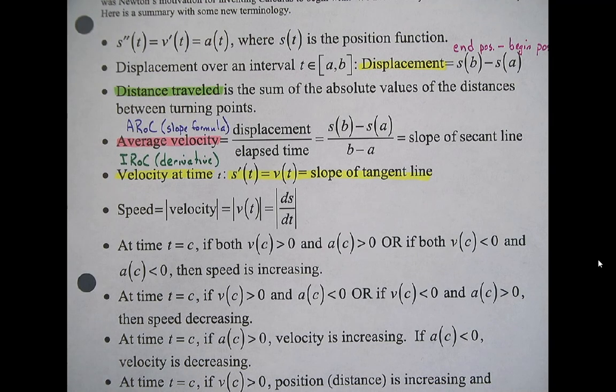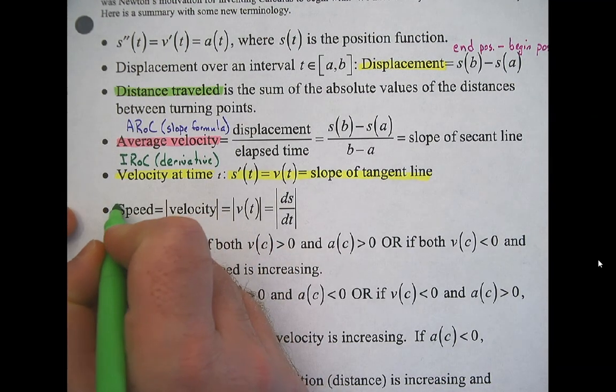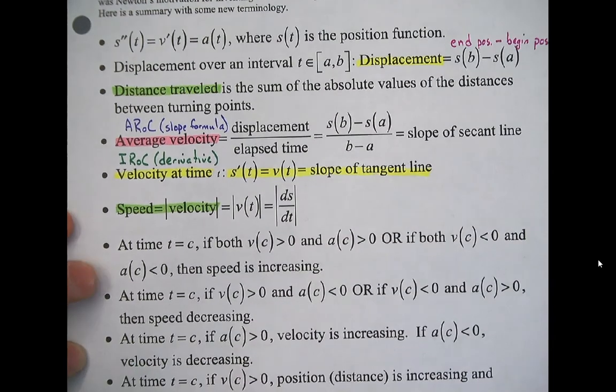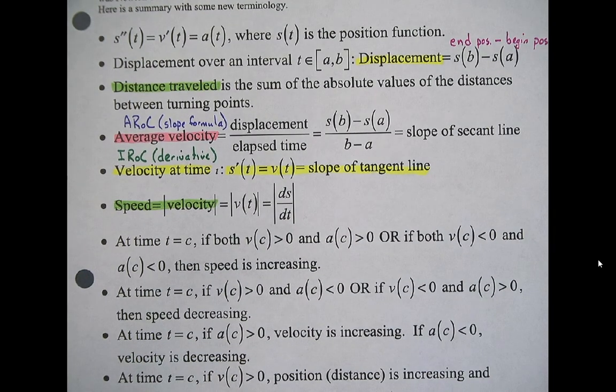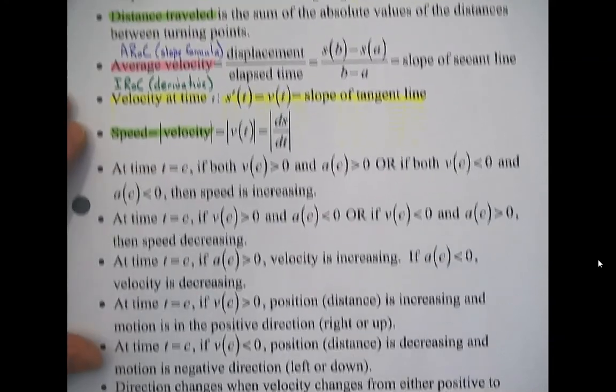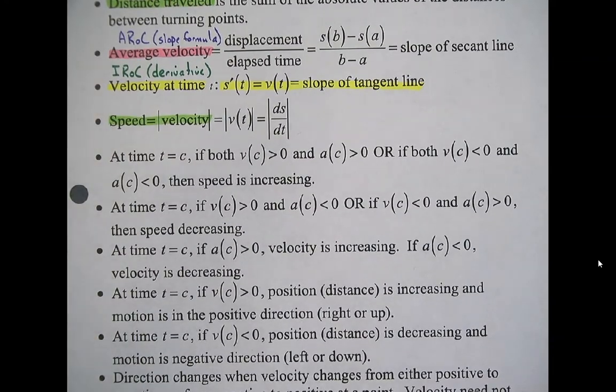So when we talk about speed, speed is the absolute value of velocity. It's the absolute value of the derivative of position. So speed is, I don't know if I want to highlight everything in here, it kind of defeats the purpose of highlighting, but speed is the absolute value of velocity. Velocity has direction. If you're going negative 30 miles per hour, it means you're going backwards or down 30 miles per hour, but your speed would be 30.